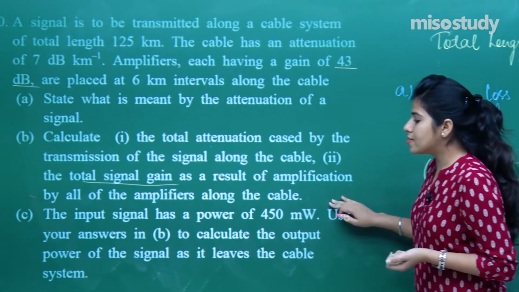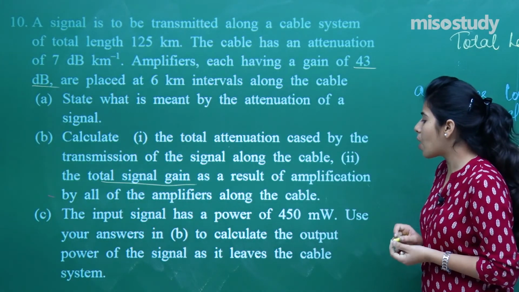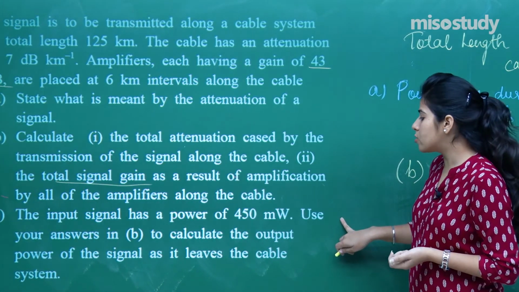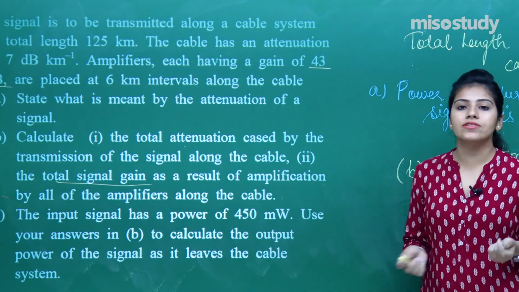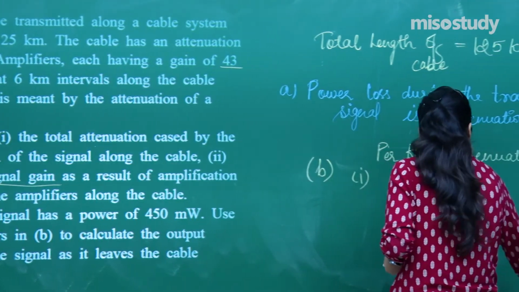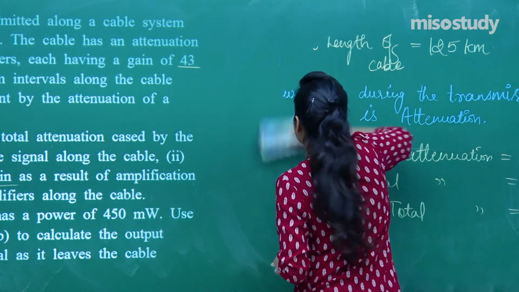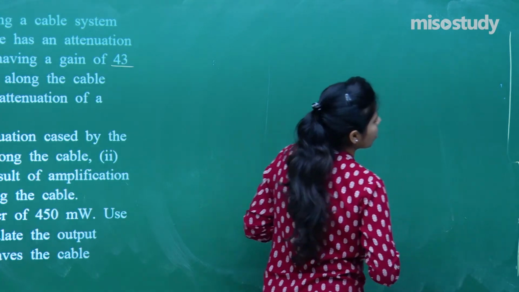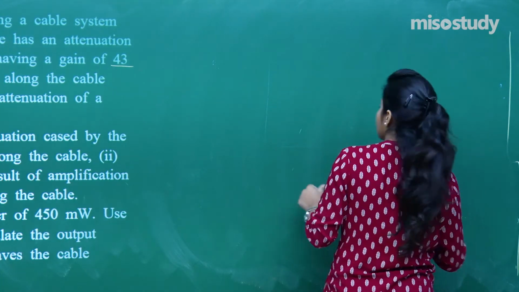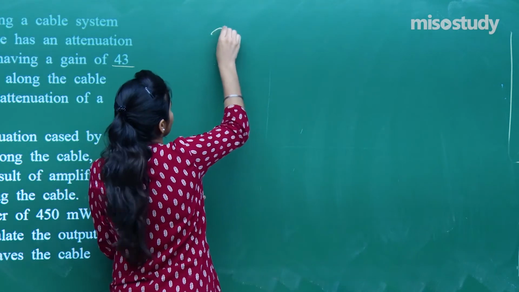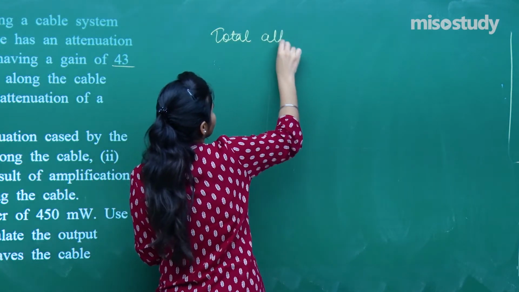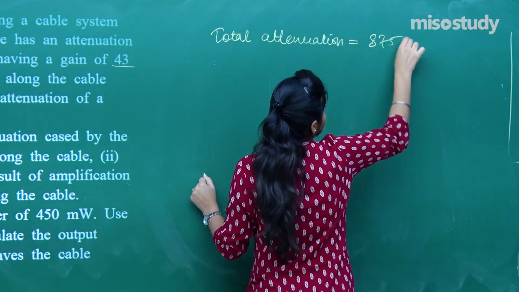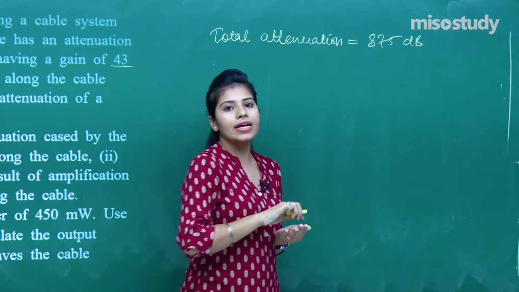Now, the third part, that is the C part, says that the input signal has a power of 450 milliwatt. Use your answers in B to calculate the output power of the signal as it leaves the cable system. Again, you have to apply one formula and the question is simple. Firstly, we have seen the total attenuation of 875 decibels and the total signal gain of 860 decibel.